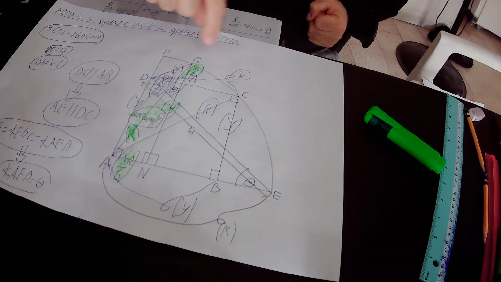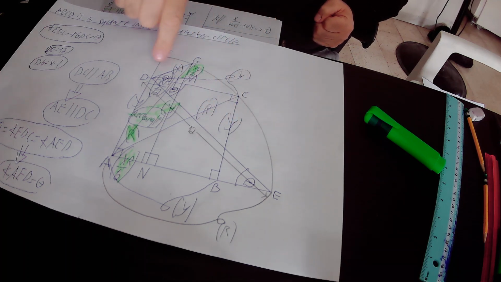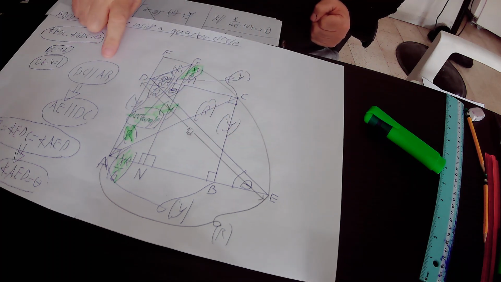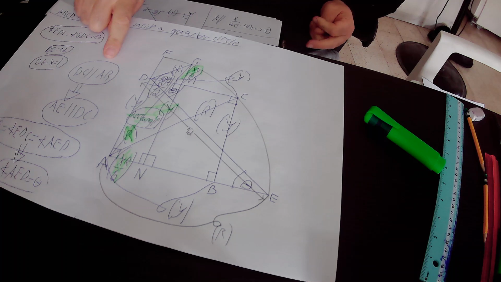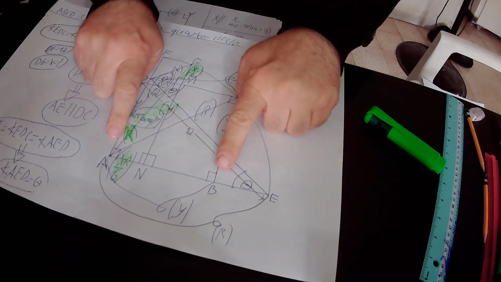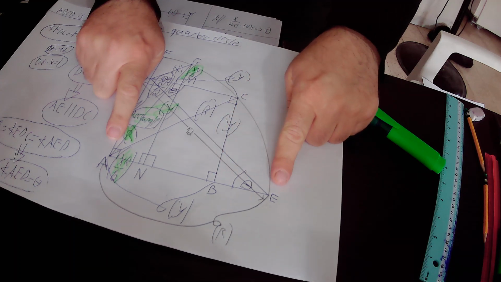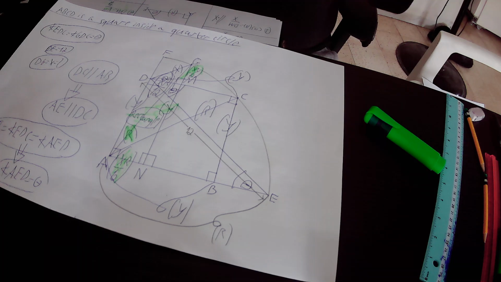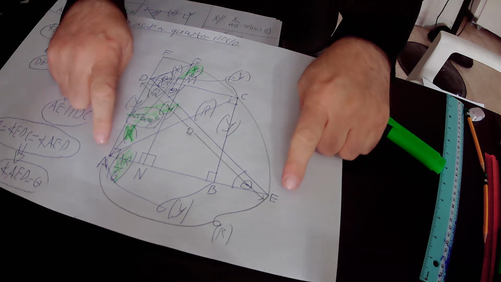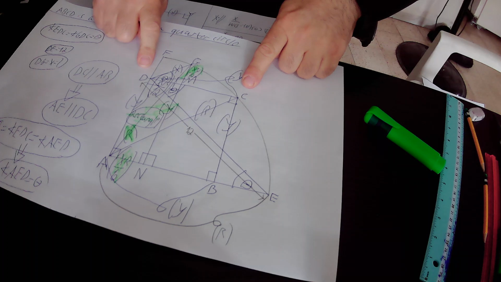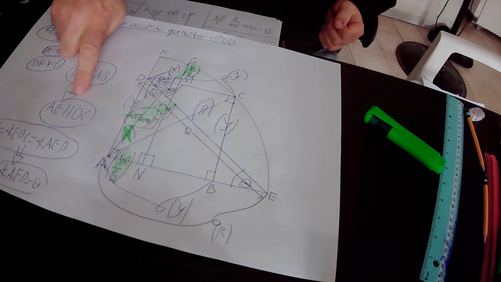In square ABCD, it means that side DC is parallel to the opposite side AB. Again, DC is parallel to AB in square ABCD. But side AB is part of the side line AE. And we know that if a part of a side line is parallel to another side line, then the side line itself must also be parallel to the other side line. And therefore the side line AE itself must also be parallel to DC. So AE is parallel to DC.